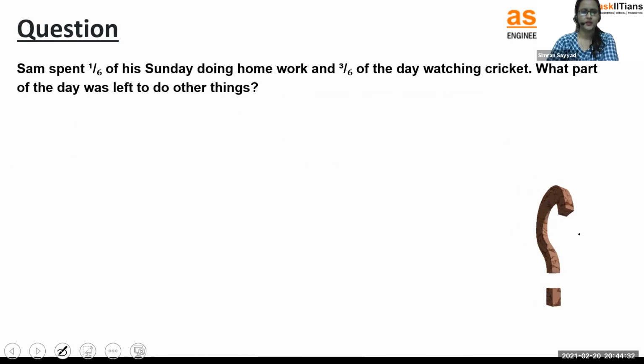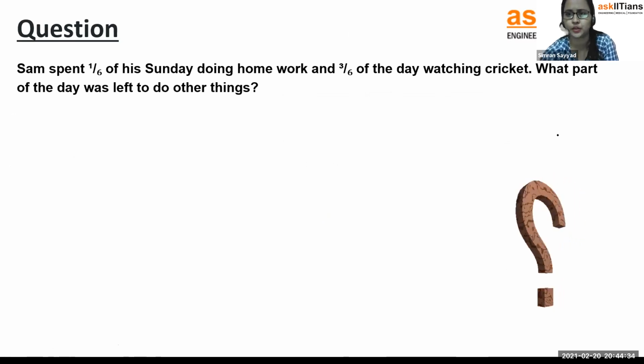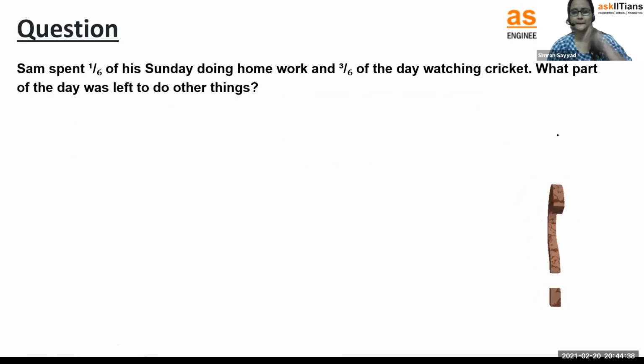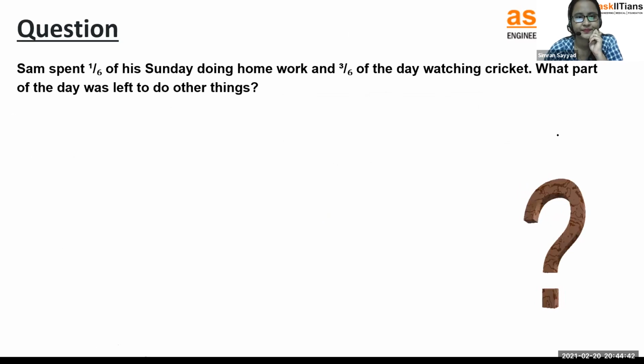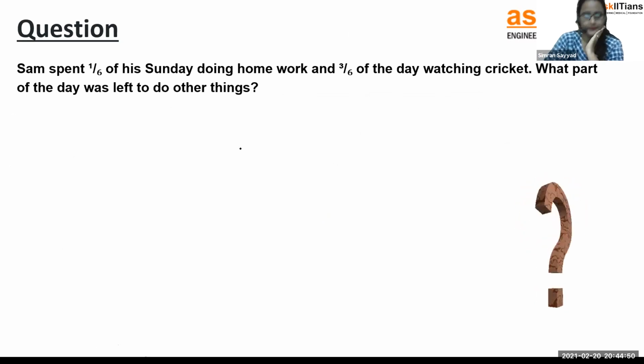Okay. So here is a question. Students, can you please quickly read this question and try to attempt it? I'll give you a few minutes. Okay, great. Now let's see.